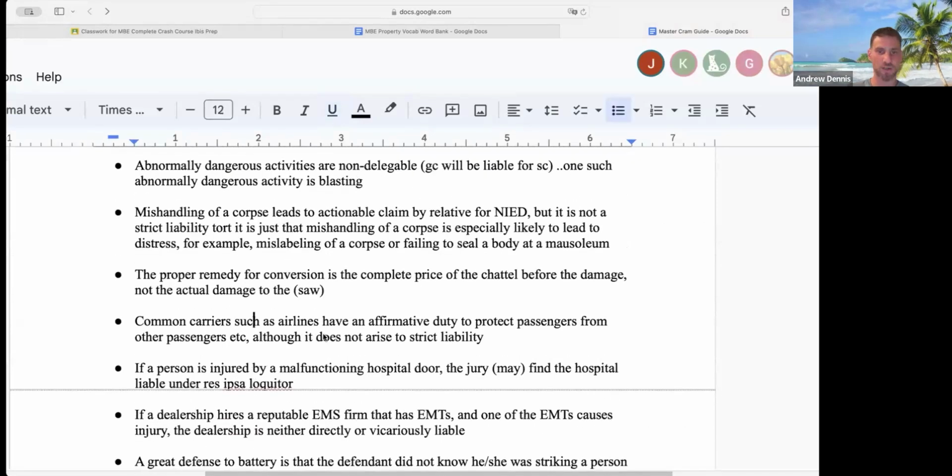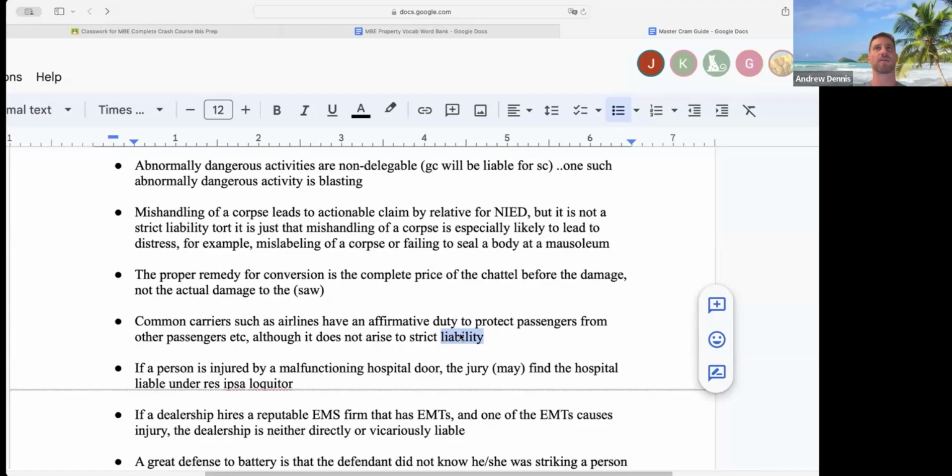Common carriers such as airlines have an affirmative duty to protect passengers from other passengers, although it does not amount to strict liability. So that's what I'm saying. You could violate your duty to supervise. Like if you see Tommy, he's crushing, what do people usually drink on planes? Ginger ale and Jack. He's crushing Jack and Gingers and acting wild, and poor little Susie is sitting there on her way to see grandma, and you don't do anything about it.